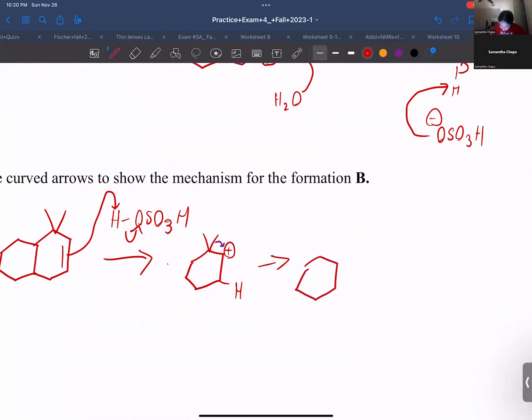Oh, I didn't write the rest of the. Yeah, just remind me to write the rest of the reaction. It looks so bad. Okay. Whatever. It's fine.